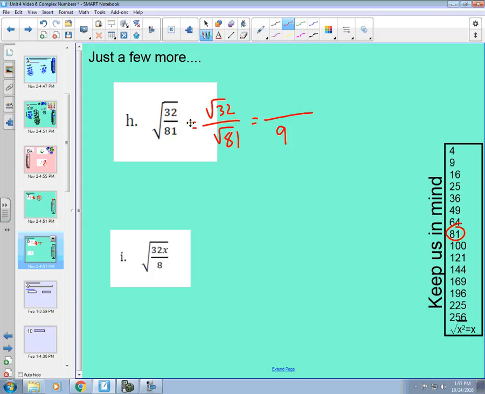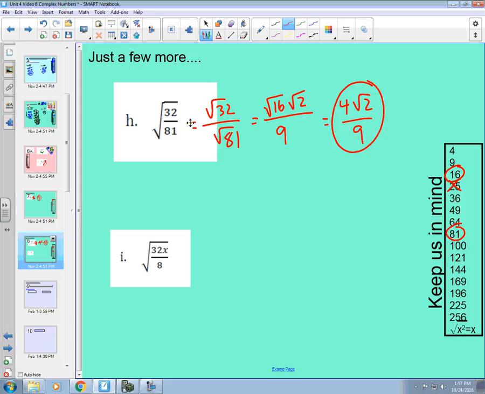On the top, 32 is not on our list. But do any of these numbers smaller than 32 go into that? 25 doesn't go into 32. 16 does. So you still want to simplify this. This would be the same as square root of 16, and 16 times 2 is 32, so square root of 2. And then we know square root of 16 is 4. So this would be the simplified way of writing that one.